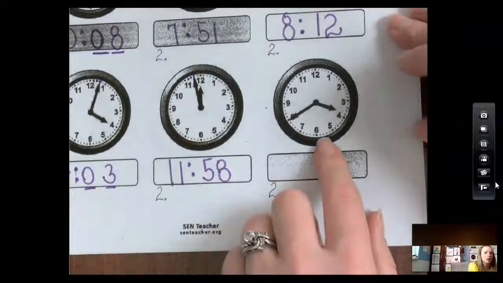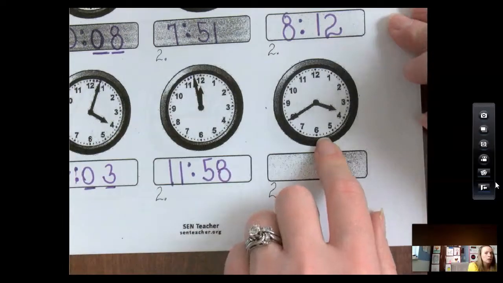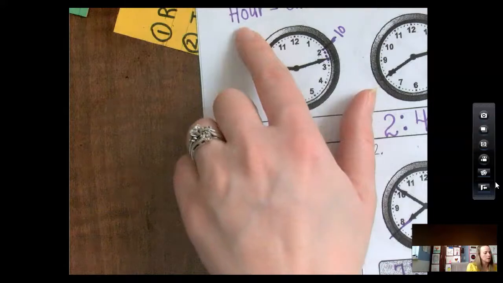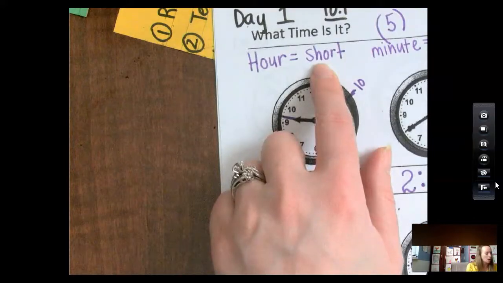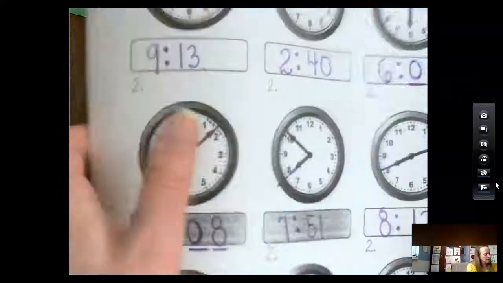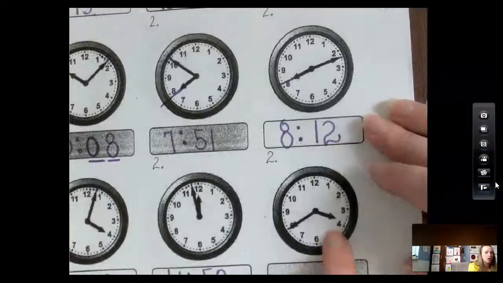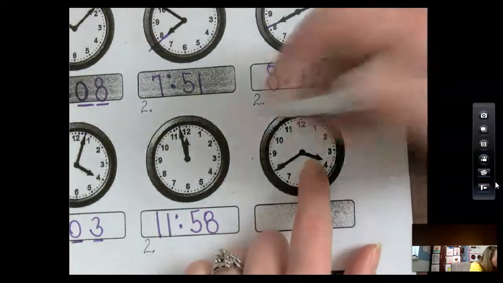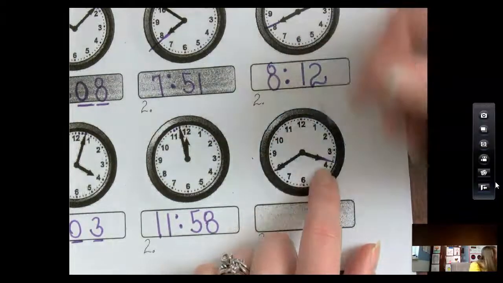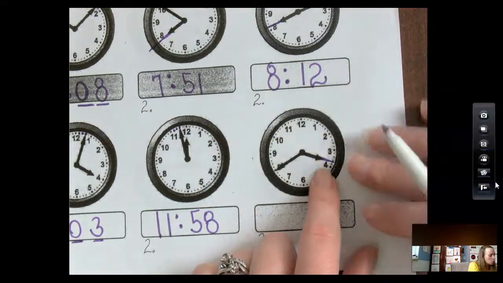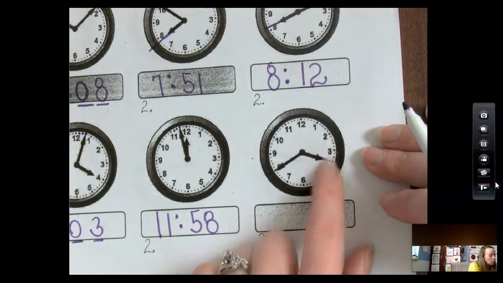So let's look at this clock here. What is our hour? Let's look at our notes. Our hour is always the shorthand. The hour is always the shorthand. So our shorthand on this clock is this one right here. I draw my extension. It's between 4 and 3. So what is my hour? My hour would be 3.